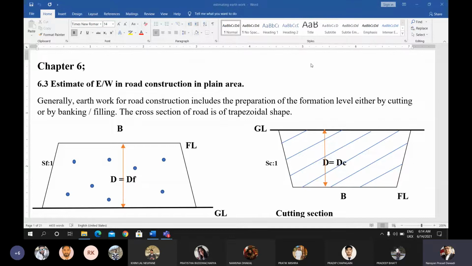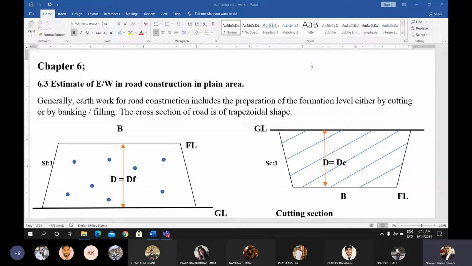Okay, this type of road is generally constructed in the Tarai, and the road generally has a trapezoidal cross section, and this section may be in filling or in cutting. Sometimes the section may be in cutting, sometimes in filling. For the cutting section, we have to excavate the soil below the ground level to make the box cutting of trapezium size, as in the cutting section shown in the figure here.